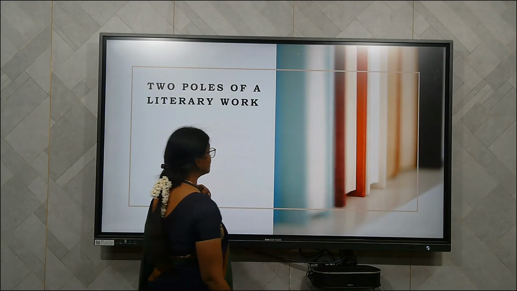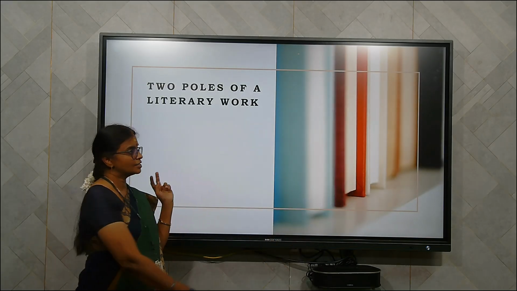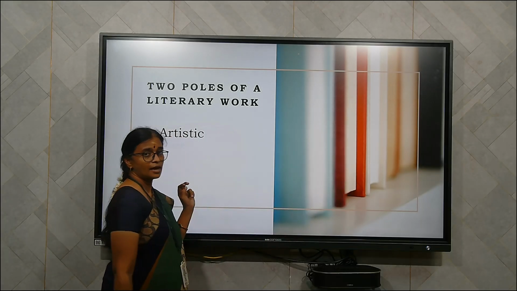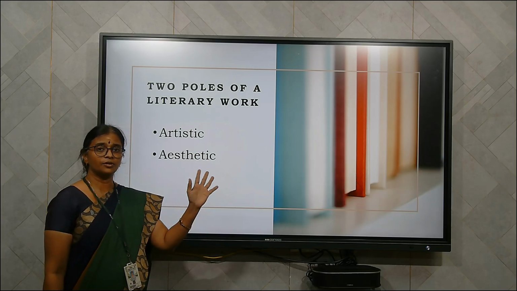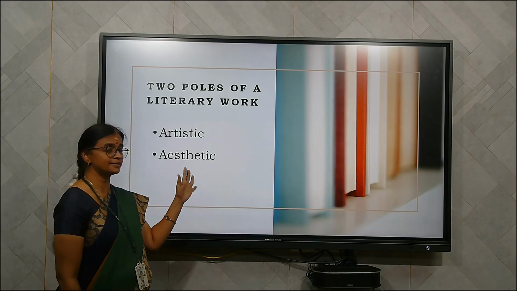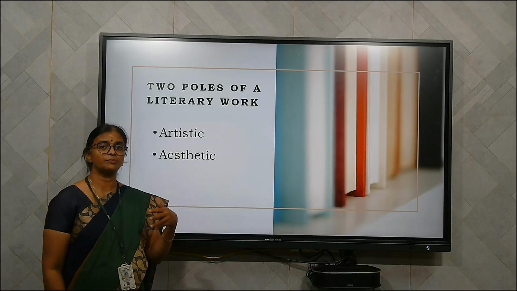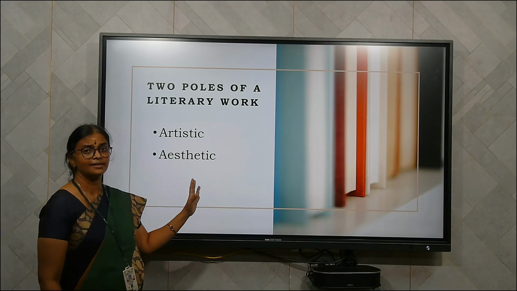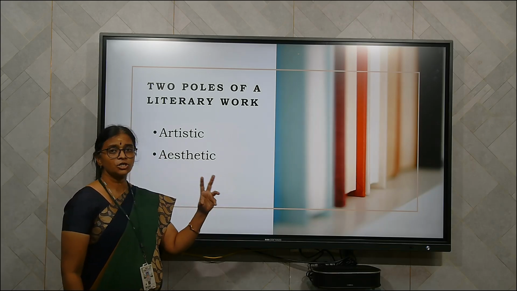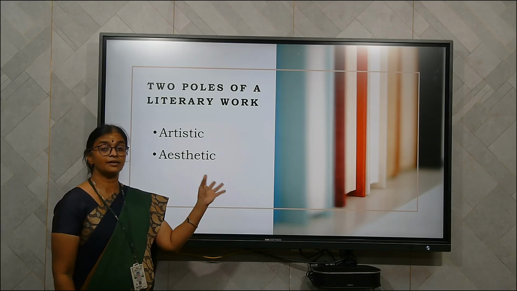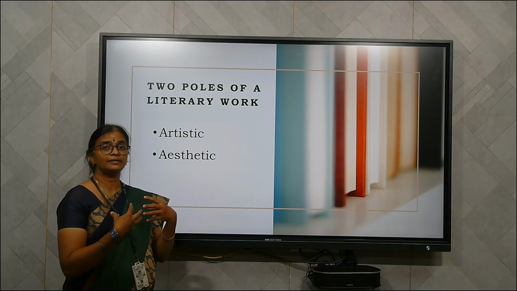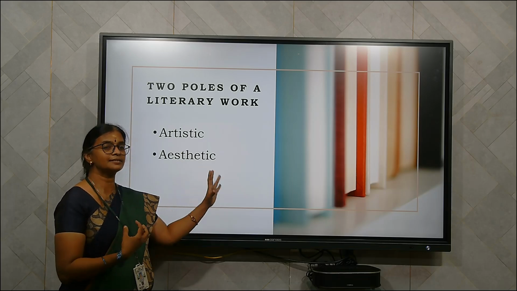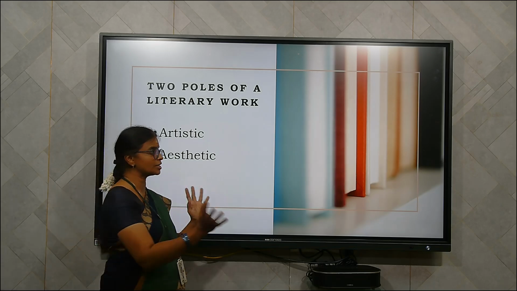So getting into the point, there are two poles of a literary work. The one is artistic and the other one is aesthetic. Artistic is a literary work, a creation of the author. Whatever the author gives, it may be a poem or a novel or a story or a play, it is artistic. Whereas aesthetic is the recognition accomplished by the reader. If I am reading a poem, then that recognition is accomplished by me, that is aesthetic. So these are the two poles of a literary work.